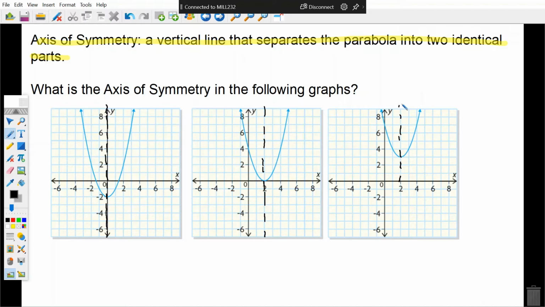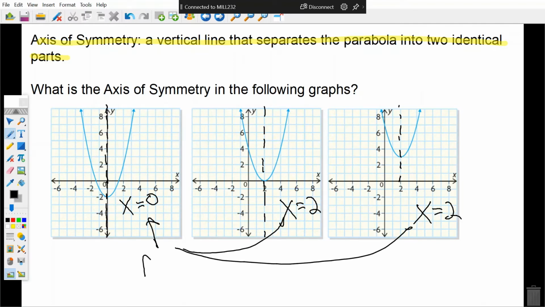So if I were to write down what the axis of symmetry was, I would say for this one, it is at 2. So the axis of symmetry would be x equals 2. Same thing right here. The axis of symmetry is at 2. X equals 2. And the axis of symmetry on this one is at the x value of 0. So it'd be x equals 0. Now one more thing you may have noticed, okay? These are all the axis of symmetry, right?